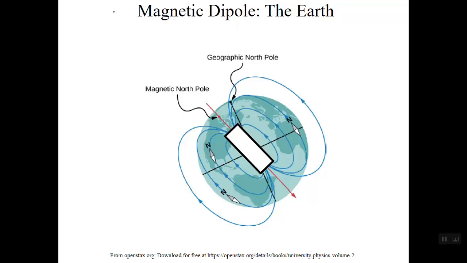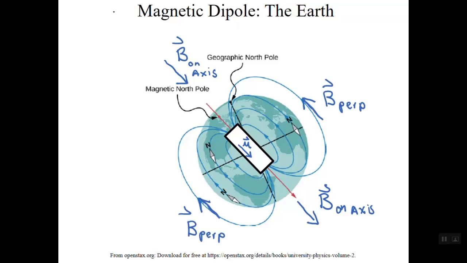Now, since the Earth is a magnetic dipole, it must have a magnetic dipole moment vector. And that vector points like this, which means the on-axis field of the Earth points away from the Earth at the south magnetic pole and toward the Earth at the north magnetic pole. Along perpendicular axes, the field must point like this, in directions opposite to vector mu. The lines drawn here give us some idea about how the shape of the Earth's dipole magnetic field must look.